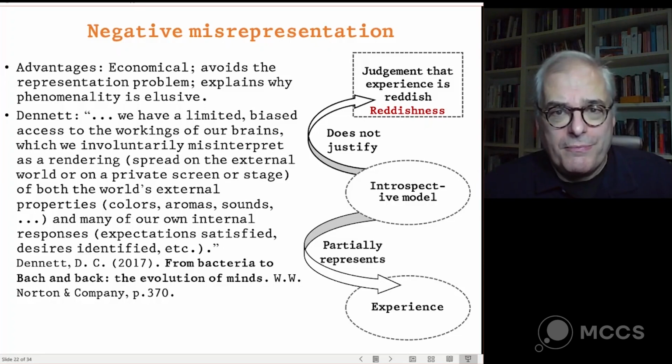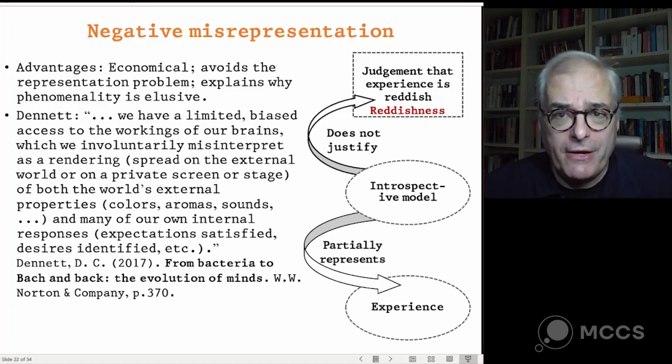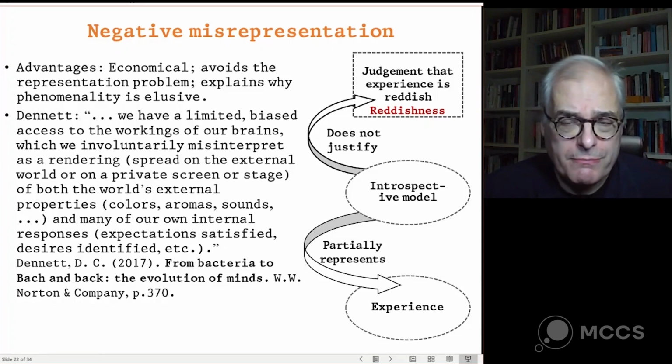We just have this limited, biased access that is at the same time shaped by a sensitivity to our own reactions. So this is combining a negative misrepresentation view with the view that at least one of the targets of introspection is our own reactions, our responses. So this is quite an attractive view. But there are also some problems for it. One of them is highlighted by Cameron in the paper I mentioned.